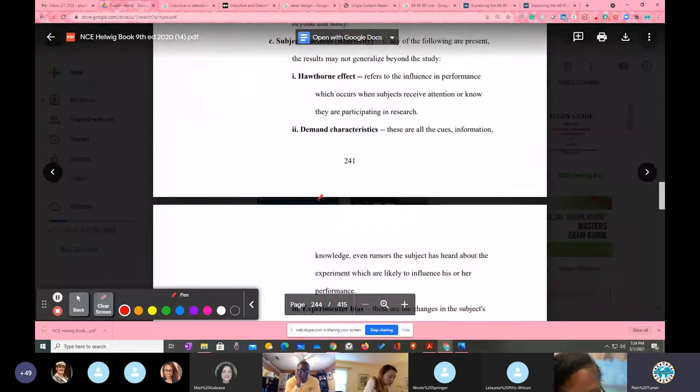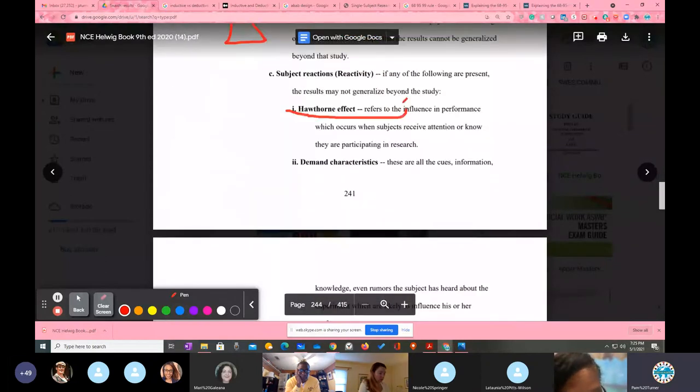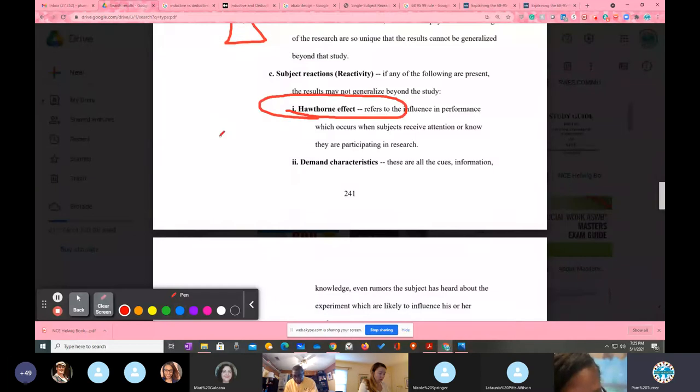That Hawthorne effect, you might see that. Hawthorne effect means that we work differently when people are watching. When we first had COVID and everybody had to go home and work from home, your boss calls you every 15 minutes to see what you were doing. Or if you're a Medicaid provider, you had to document every 15 minutes what you were doing because they were afraid that you weren't working.